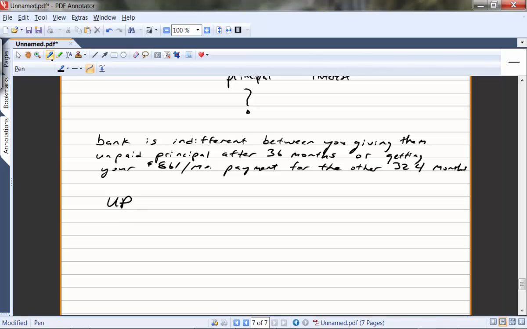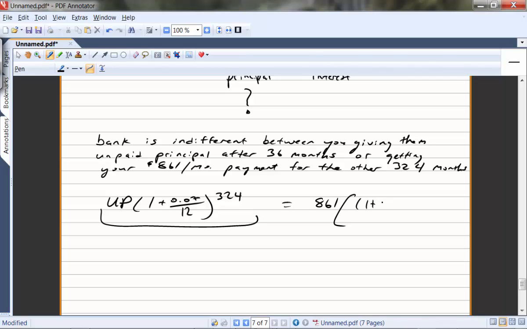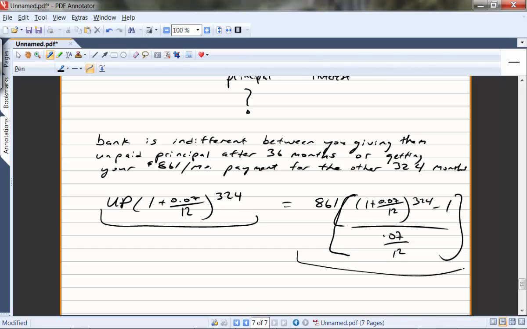They're indifferent between you giving them that right then, and they can take it and invest it and get 7% per year, compounded monthly, for the rest of the 324 months. At the end that account will be worth that. Or just getting your $861 per month. As soon as they get it at the end of every month, they put it into that same account, get the 7% per year divided by 12 for the monthly rate for the rest of the 324 months, minus 1. And at the end of the 30 years, that account will be worth that. They're indifferent between these two if the two accounts would have the same value at the end. And we can solve for UP, the unpaid principal.